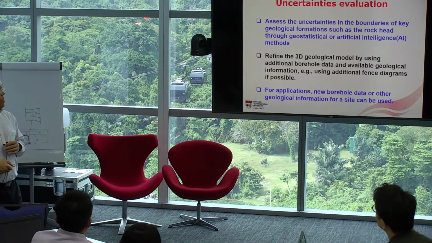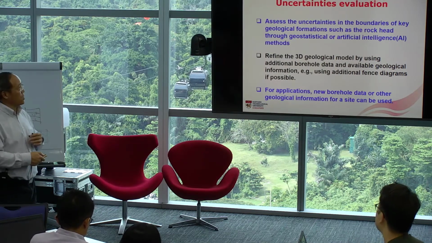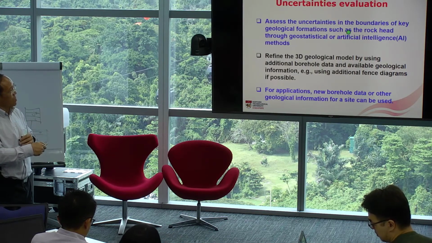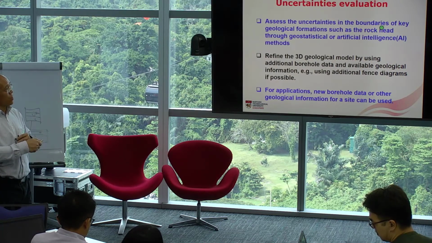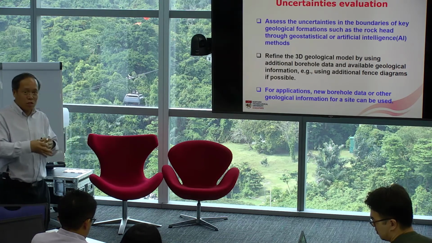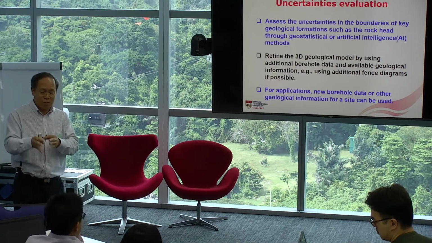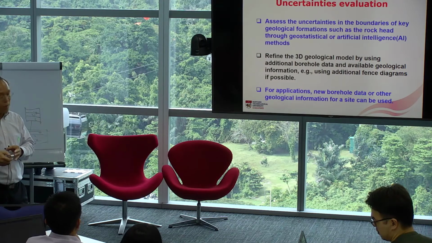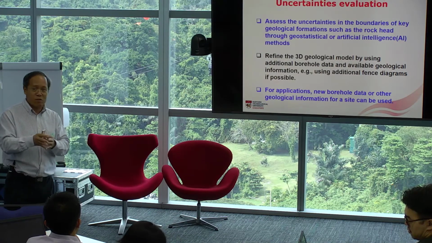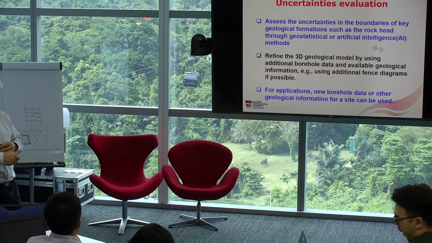Once you have the model, we also have to refine the model, as I've said. The models contain a lot of uncertainties. So the first step is we have to assess the uncertainties, and sometimes in the boundary of the key geological formations. For example, at this location, it could be the boundary between the Jurong Formation and the Bukit Timah Formation. There's actually a fault somewhere around here. If you want to have more precise information along this boundary, because it is a boundary which is more difficult to interpret, you will need some additional geological data.